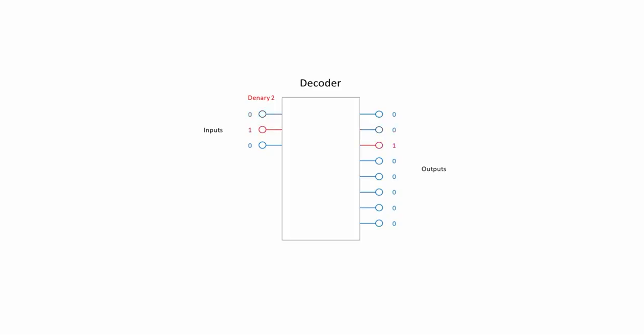If the second input only is high, so the inputs collectively represent the denary value 2, the third output is activated. If the inputs collectively represent the denary value 3, the fourth output is activated. An input of denary 4 activates the fifth output, denary 5 activates the sixth output, 6 activates the seventh, and 7 activates the eighth. A decoder can be built using combinational logic. This 3 to 8 decoder is constructed from 3 NOT gates and 8 AND gates.